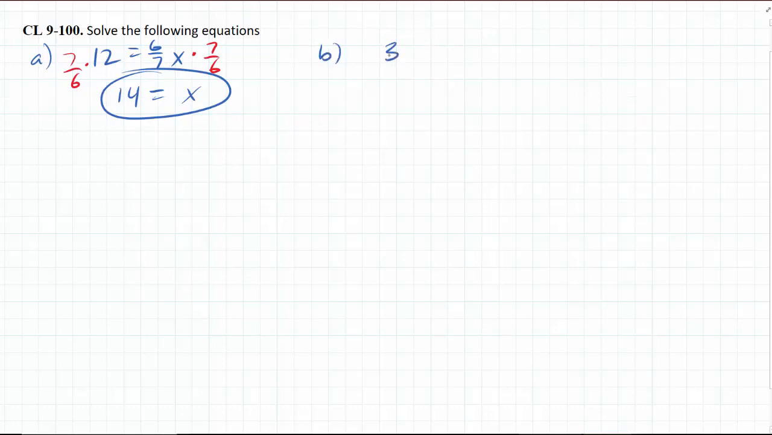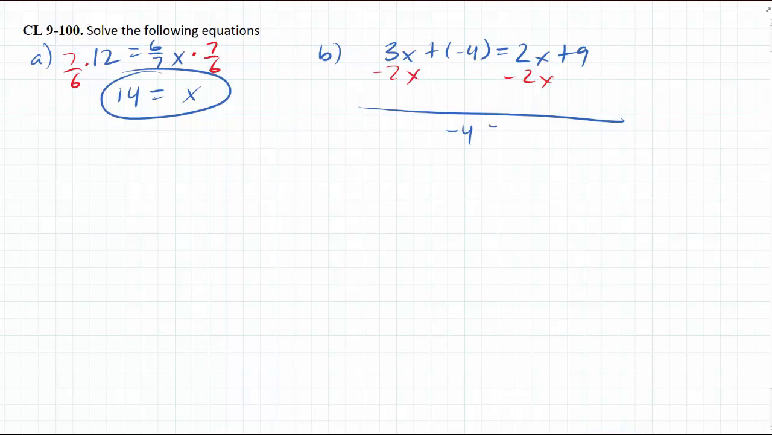Okay, for B, we have 3x plus -4 equals 2x plus 9. Okay, and for this, my strategy is just to get the variables on one side and the constants on the other side. So I'll start off by subtracting 2x, and from there we're going to have 1x minus 4 equals 9, as these canceled out.